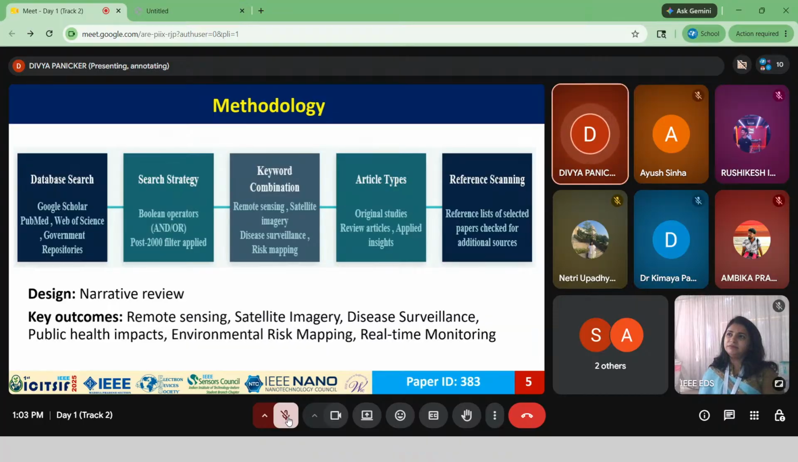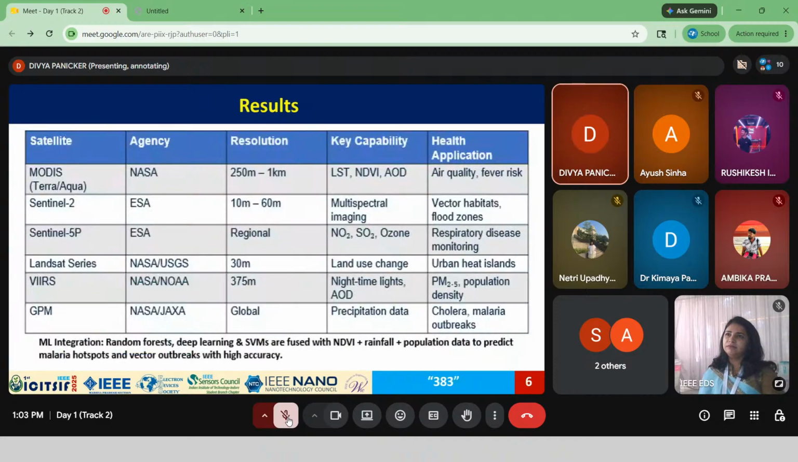The paper was designed as a narrative review. We reviewed published literature focusing on remote sensing technologies, disease surveillance applications, environmental risk mapping, and real-time public health monitoring systems. The goal was to evaluate how satellite-derived environmental parameters can support predictive healthcare decision-making. Original articles, review articles, and applied insights were used to curate this narrative review.